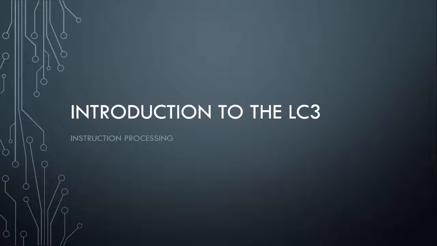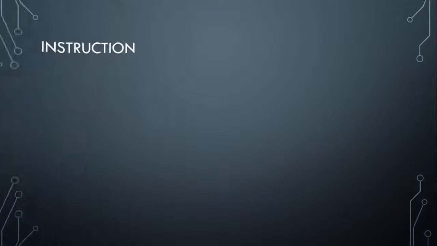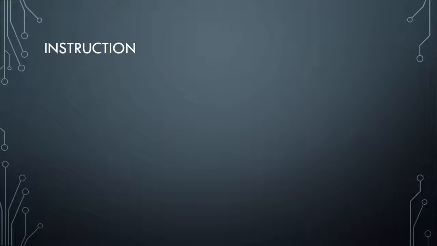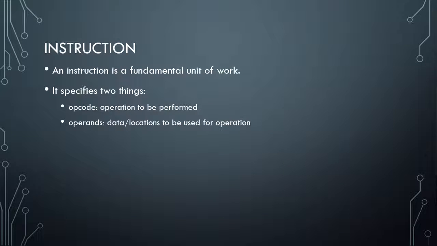And welcome back, students. As we continue our introduction to LC3, today we're going to discuss instruction processing. So let's just talk briefly about what an instruction is. An instruction, for our purposes, is a fundamental unit of work. That means it's going to specify two things, an opcode and operands. An opcode is an operation to be performed, and the operands are the data or locations that are going to be used for the operation.